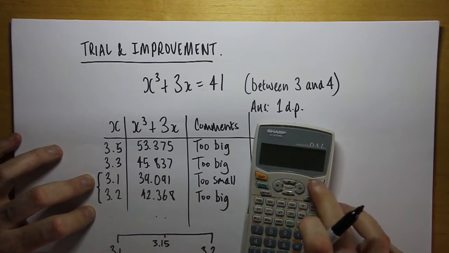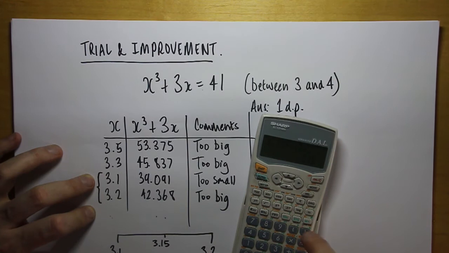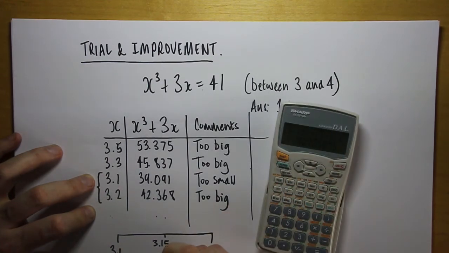If I put 3.15 into the calculator, 3.15 cubed plus 3 times 3.15 gives us 40.705. Now, how does that compare? It's slightly too low or too small. That means if this value for x that we've used gives us this result and that result is too low, it means the 3.15 is slightly too big.